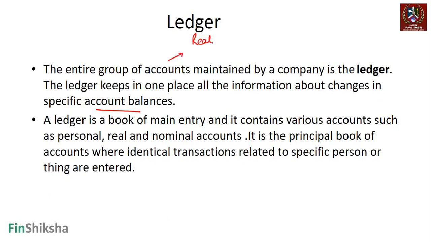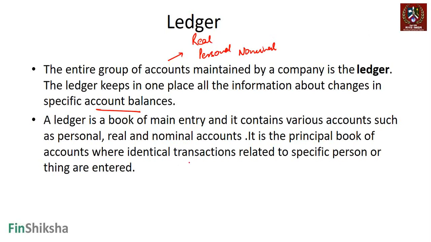This is all the real, personal, and nominal accounts that we had studied about. All these accounts, the details of these accounts where things get classified, cash account, salary account, bank account, capital account, investment account, furniture account, all these accounts will be put in one place. A ledger is a book of main entry and it contains various accounts such as personal, real, and nominal accounts.